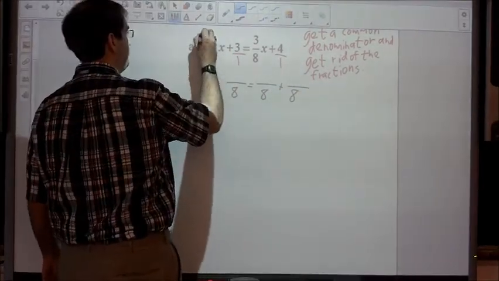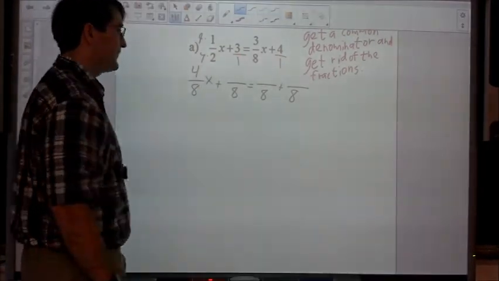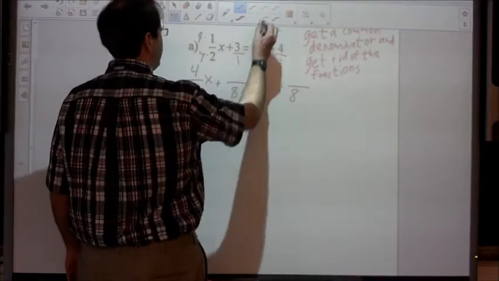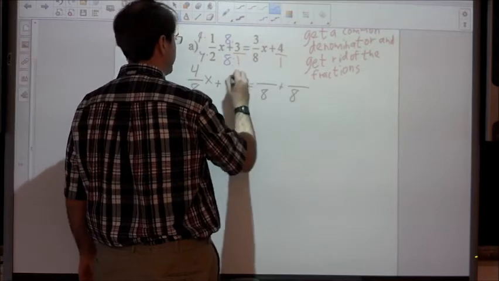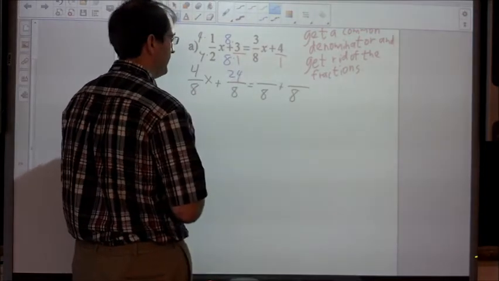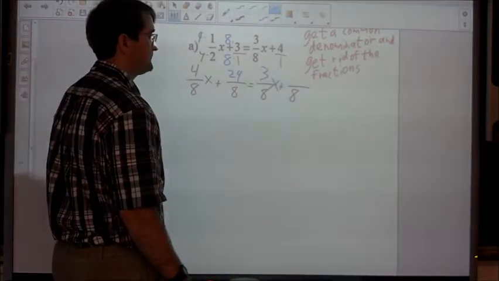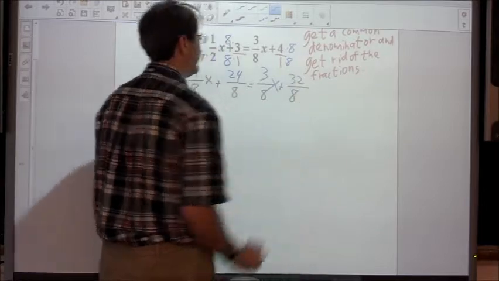Multiply the 2 by 4 to get an 8. So the top gets multiplied by 4. So we have 4/8 x plus, top and bottom by 8 here. We'll do this in blue. Top and bottom by 8. So 3 times 8 is 24. This doesn't have to change, so that's still 3/8 x. And then again, top and bottom by 8, and I get 32.